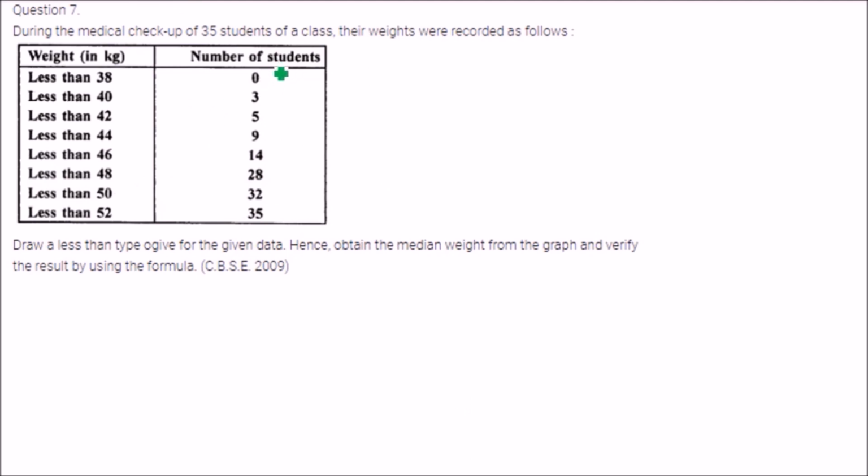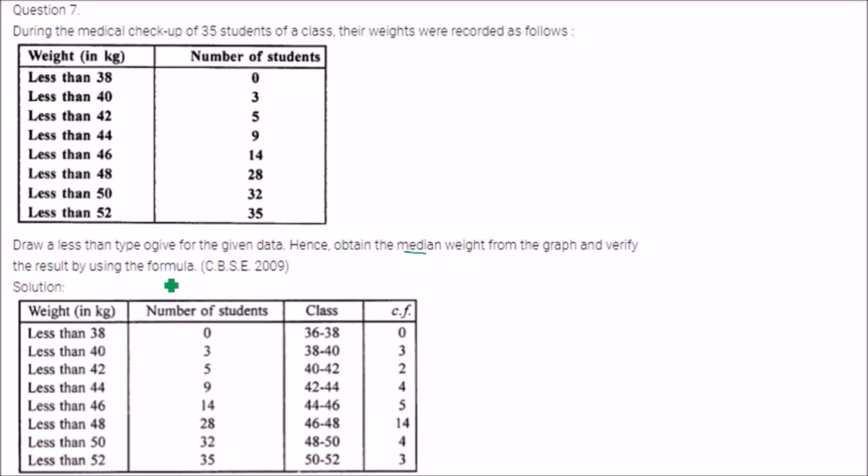During the medical checkup of 35 students of a class, their weights are recorded like this. Draw less than type ogive for the given data. Obtain the median weight from the graph only and verify the result by using the formula. So here, this is less than, and the number of students are like this. Because the differences are 2, we'll start with 36 to 38, which will be 0.